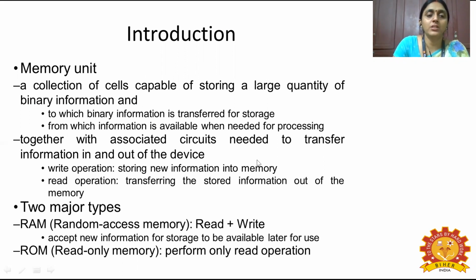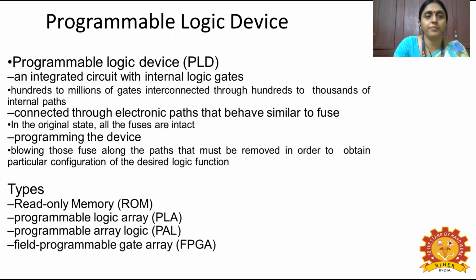In a write operation, we store new information into the memory. In a read operation, we transfer the stored information out of the memory. There are two major types of memory units. The first one is RAM, random access memory, which is read and write, and accepts new information for storage to be available later for use. The other type is ROM, read-only memory, which performs only read operations.